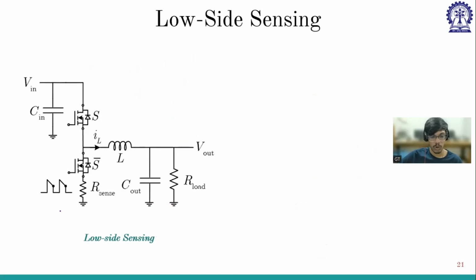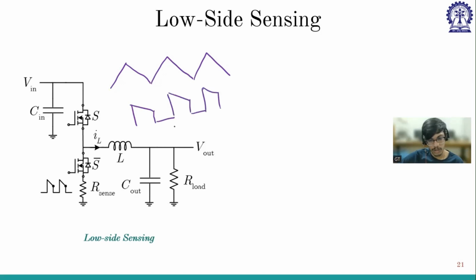Now coming to low side sensing, they put the sense resistor here. The inductor current waveform is like this, and they are sensing during the off time. So they get the valley information. It cannot be used for protection because we will not get the peak information as accurately as with high side sensing. So people generally don't use this for protection. Only high side sensing is used for protection.